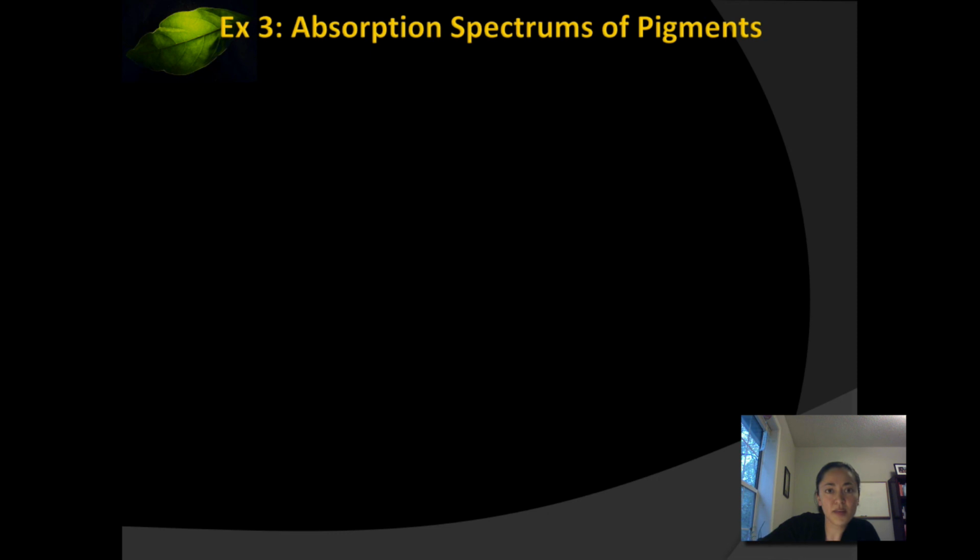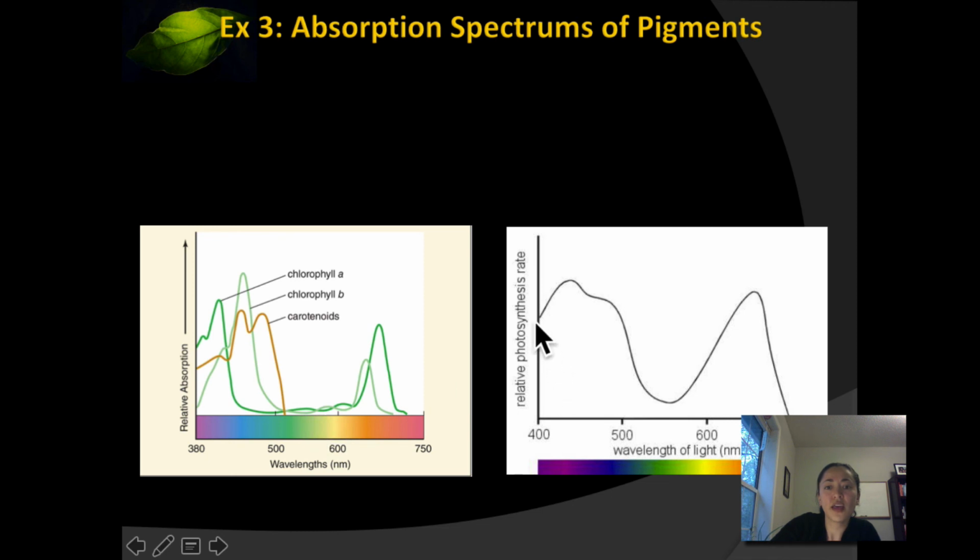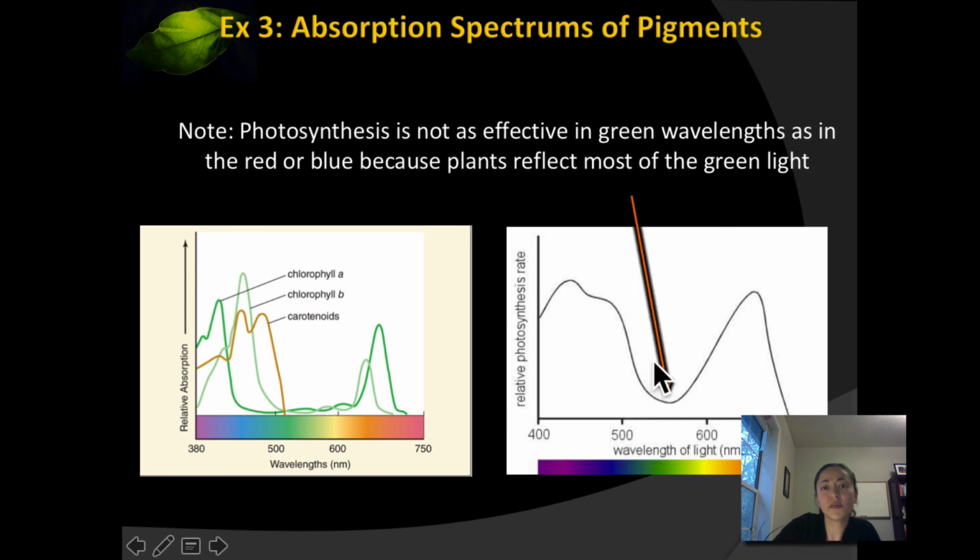One other point I want to make about absorption spectrums, again, is notice that in most plants, the least amount of absorbance is happening in the green wavelengths of light. So if you were to look at the amount of photosynthesis happening under different wavelengths of light, photosynthesis tends to be minimal under green light. It's not completely stopped under green light because we do have some accessory pigments that can absorb that light. However, that's where you're going to see the lowest rate of photosynthesis typically.